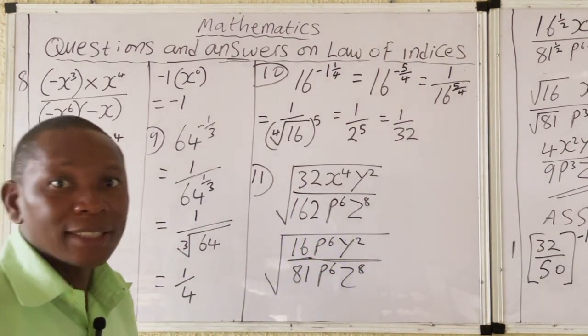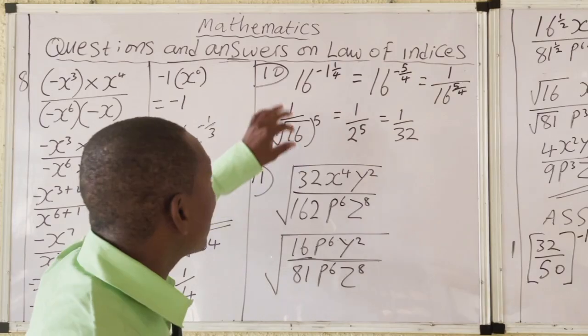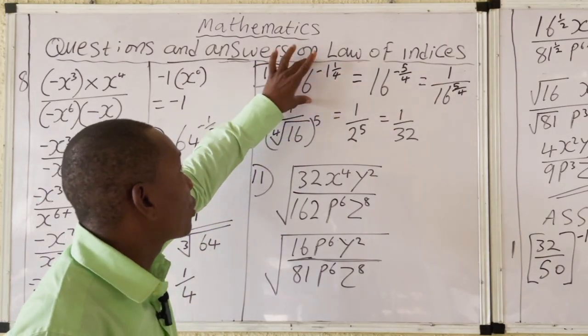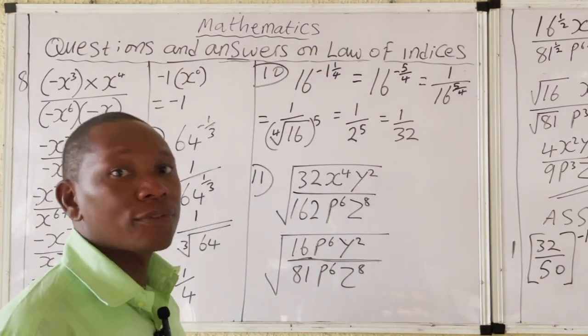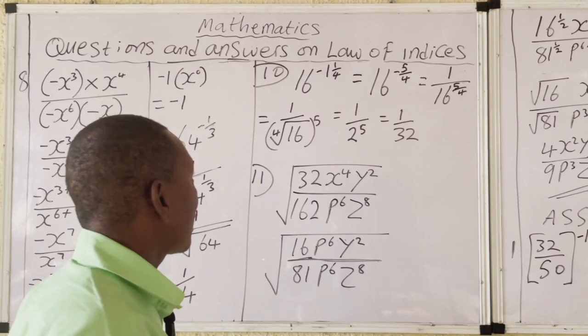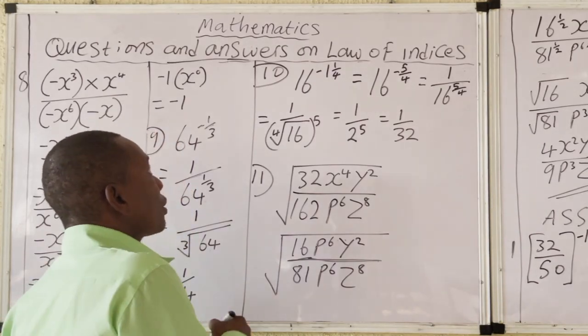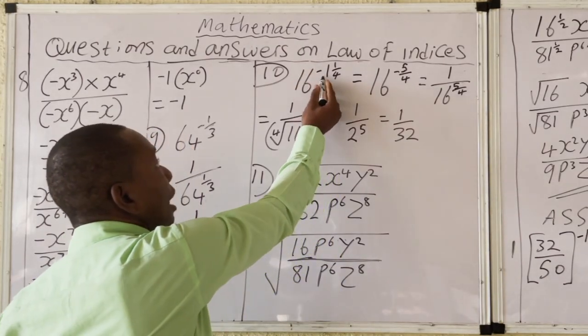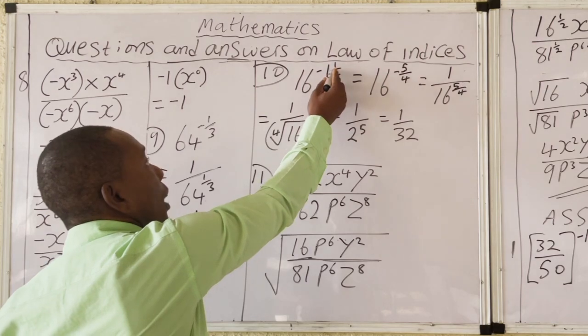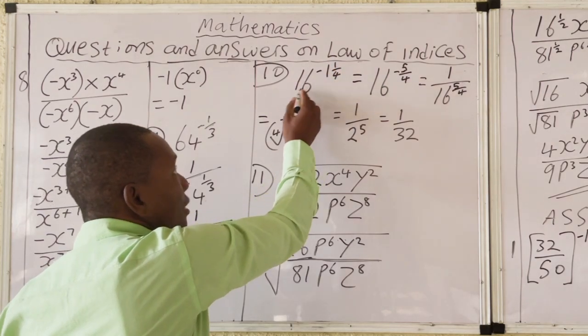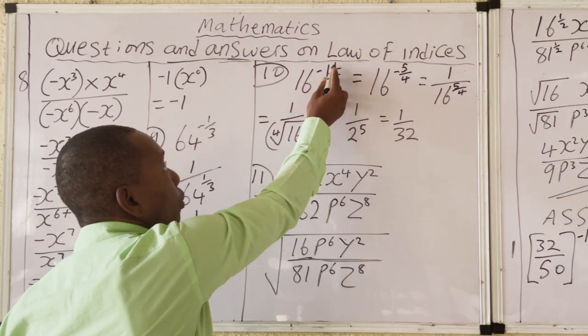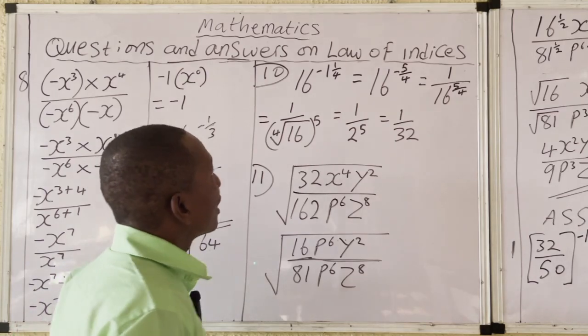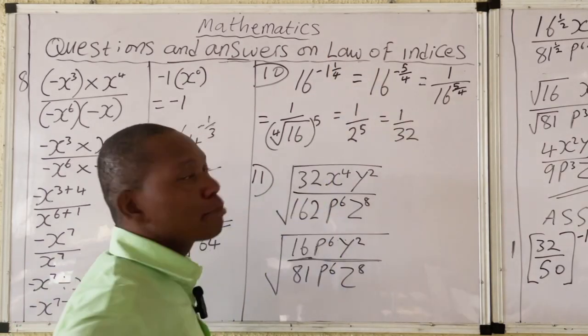The next one is question number 10. Remember, as I said earlier in my video, you can always copy the question, solve it first, then check if you are getting the same value that I got. All right? So question number 10 is, we have 16 raised to the power minus 1 all over 1, 16 raised to the power minus 1 whole number 1 all over 4. Quickly convert this to improper fraction.